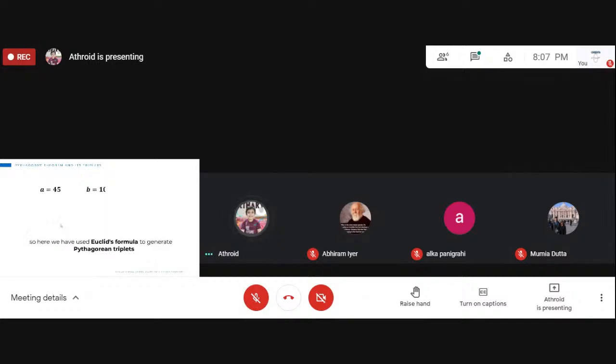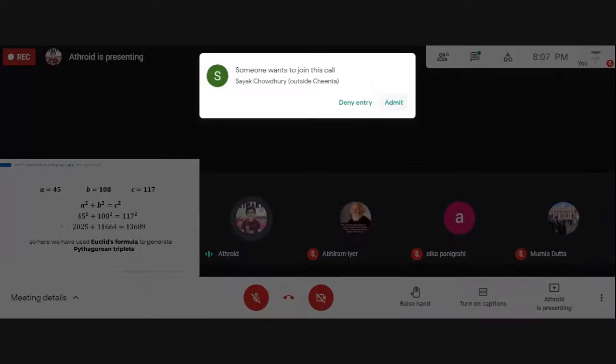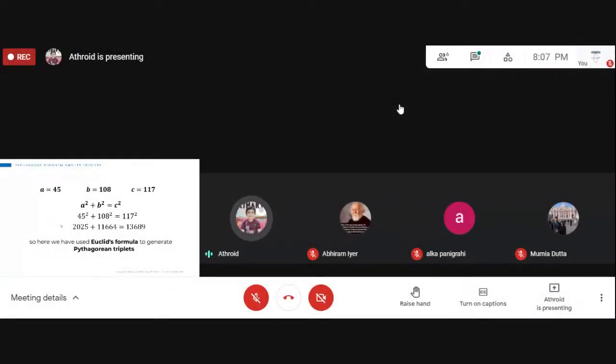Now let us see if this is valid. A square plus B square is equal to C square. 45 square plus 108 square is equal to 117 square because 2025 plus 11,664 is equal to 13,689. So here we have used Euclid's formula to generate Pythagorean triplets.